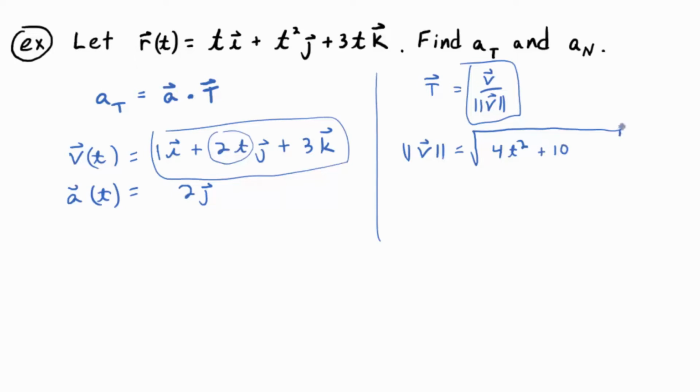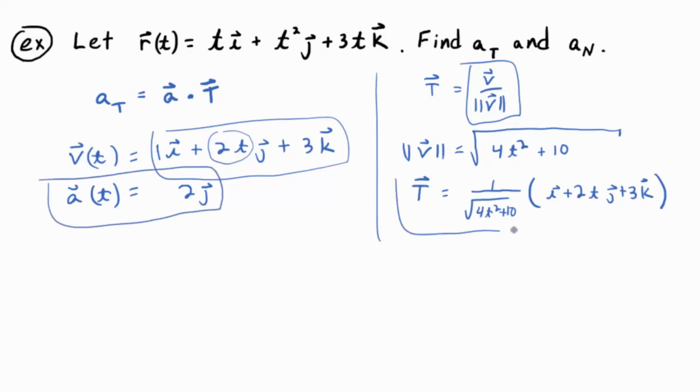So what's T equal to? Well, out in front, we could write 1 divided by that square root, 4t squared plus 10, times essentially v: i plus 2t j plus 3k. So that's T of t, right? So then, I've got a of t. I've got T of t. What do I do? Let's dot them together.